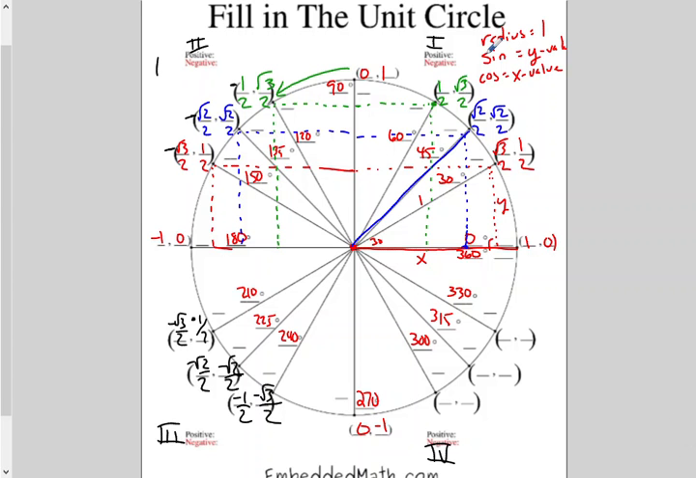And then we can continue around where our y values remain negative, but our x values become positive. So we get 1/2, negative root 3 over 2, root 2 over 2, negative root 2 over 2, and then root 3 over 2, negative 1/2, till we get to 0, 1, 0 again.